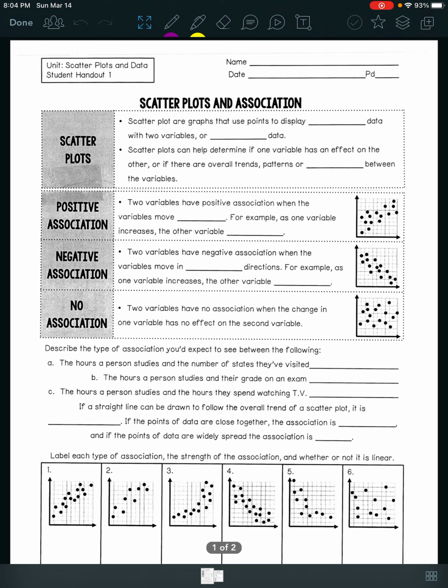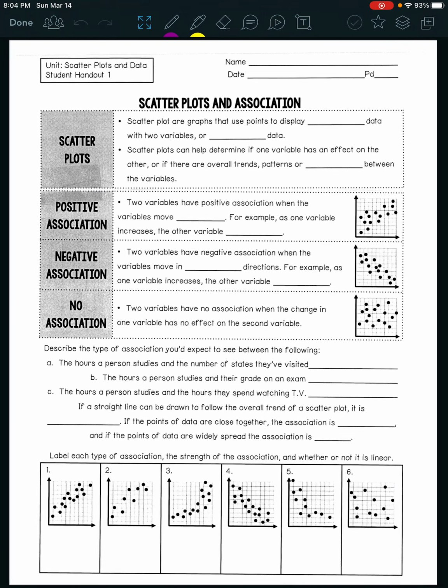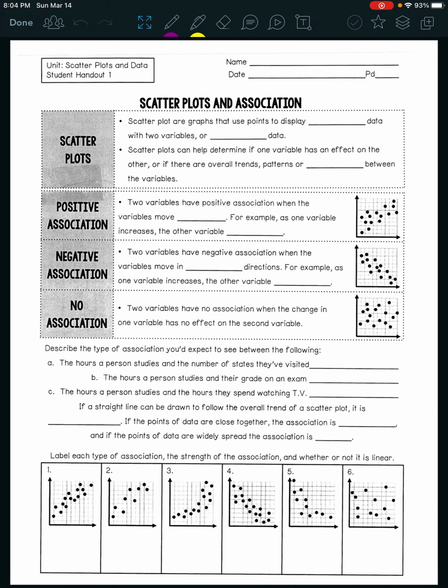And then we're going to talk a little bit about the types of association or correlations that we see in scatter plots. And then we're also going to talk about some vocabulary with outliers and clustering in scatter plots. So first of all, what in the world is a scatter plot? We're starting our data and statistics bundle.